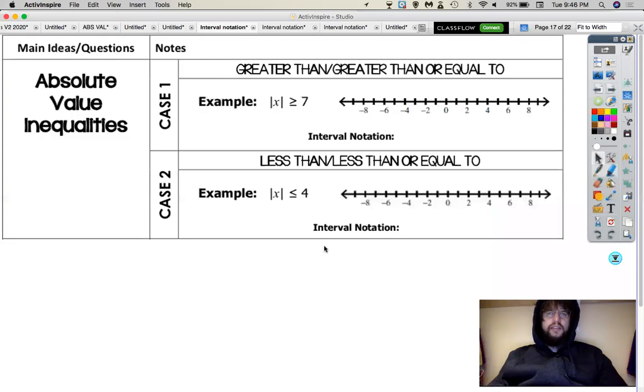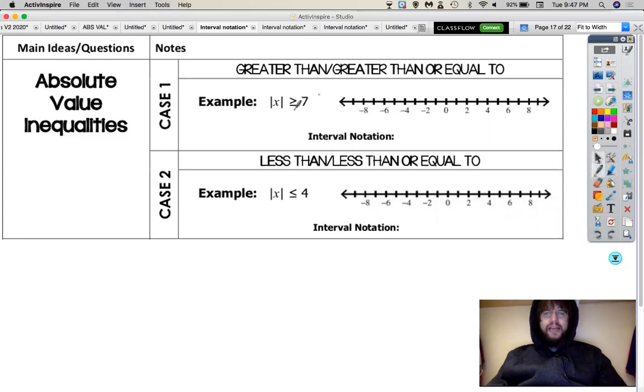Hey guys and gals, today we're going to be looking at absolute value inequalities. So we've done inequalities, we've solved absolute value equations. Now we're going to do absolute value inequalities. So let's just first think about these.